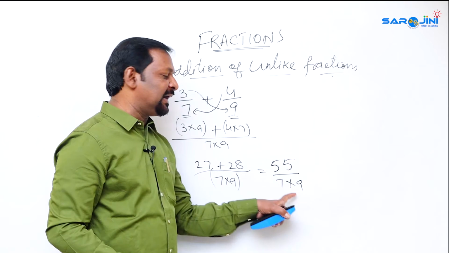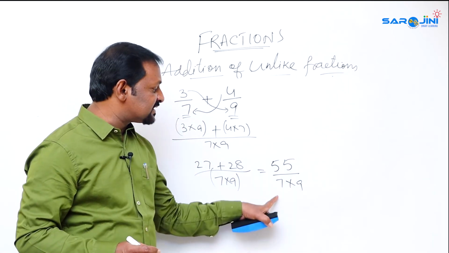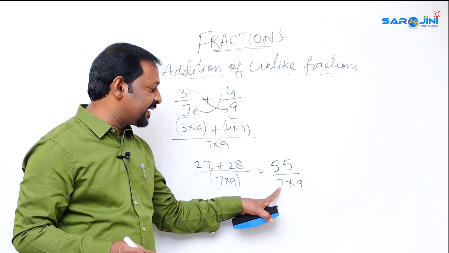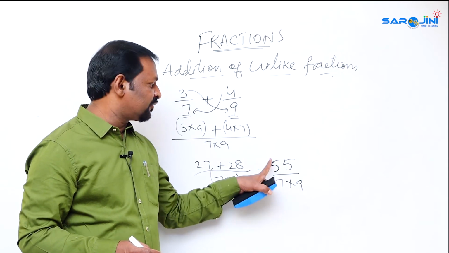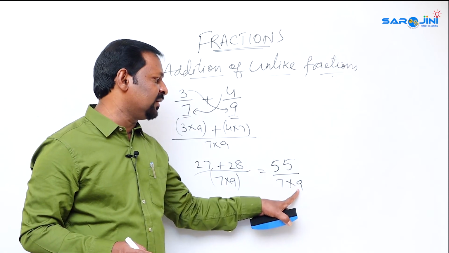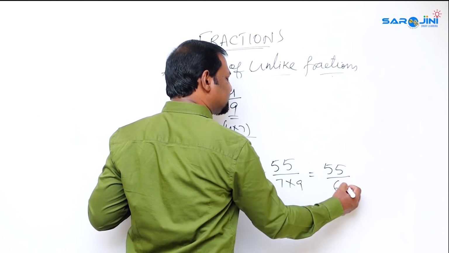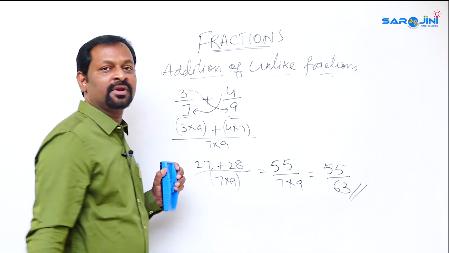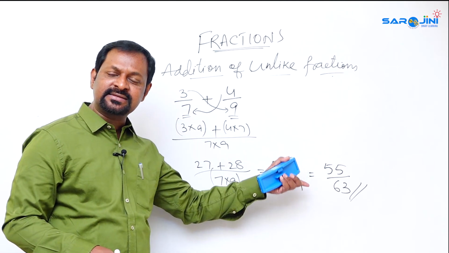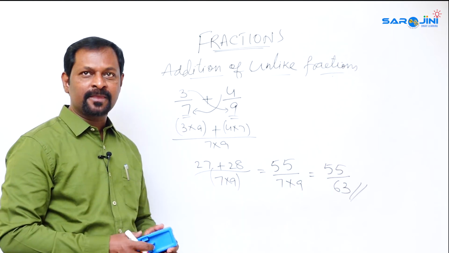Why did I not multiply the denominator? Because in any case, we can check whether the numerator will be divisible by this or this. So 55 will not be divisible by 7 and 55 will not go in the 9 table. So at the last, you can write 55 by 63 as it is because this will not go. In case any number can be cancelled, you can cancel and write in the lowest form also. So that is the final answer. Okay? So hope you understood.